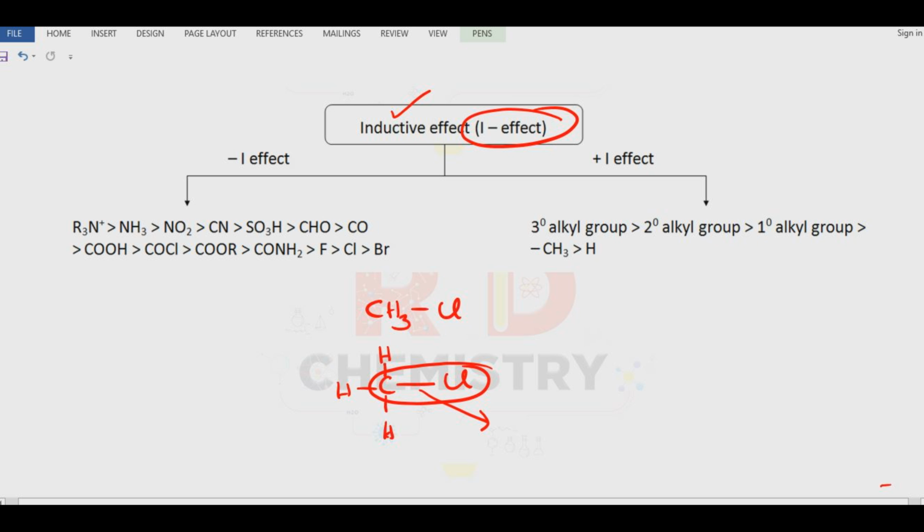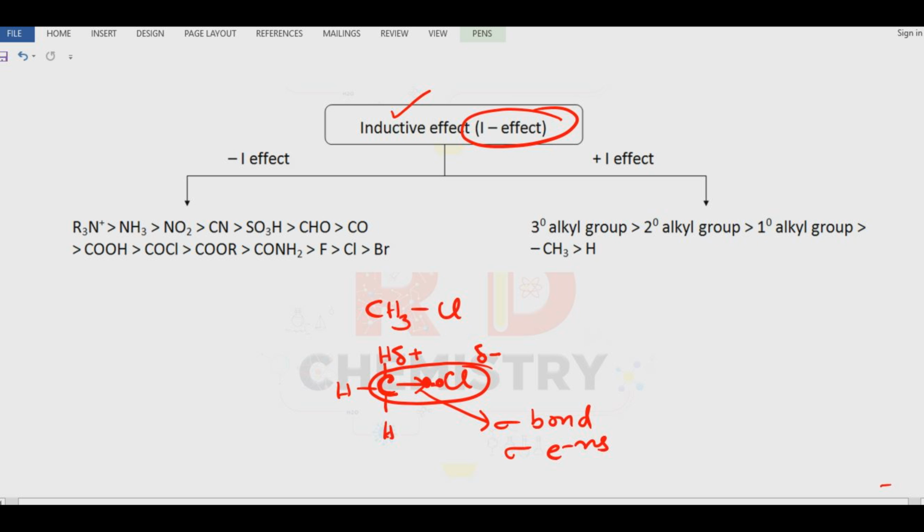The bond is a sigma bond. Here there are sigma electrons. The electrons present in the sigma bond are called sigma electrons. Consider the electronegativity of carbon and chlorine. Chlorine is more electronegative, so it gets a partial negative charge, and carbon gets a partial positive charge. The electron pair is closer to the chlorine atom, so there is a displacement of the sigma electrons toward the more electronegative chlorine atom.